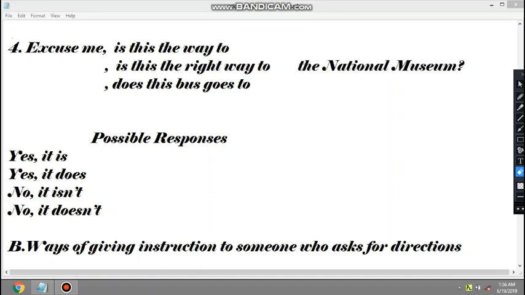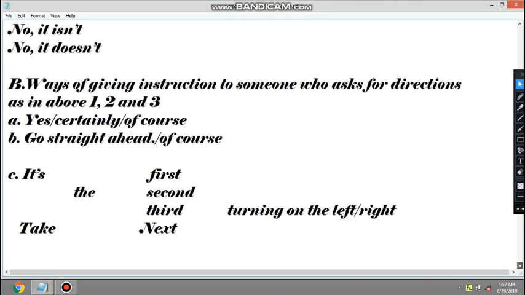Now let's see another way of asking. If you are finishing with asking, now the next point will be simply ways of giving instruction.